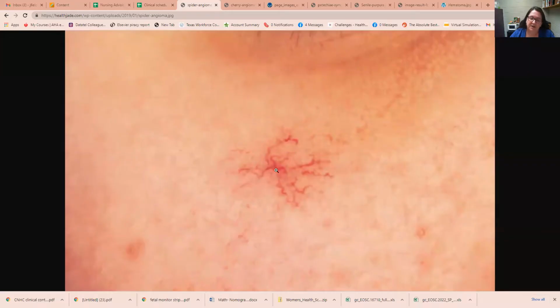Spider angioma is an arterial change. And so this is going to be red, has a red center with radiating red legs. These are not harmful in themselves. They can be indicators of some disease processes, but they're not really uncommon and quite a few people have them.